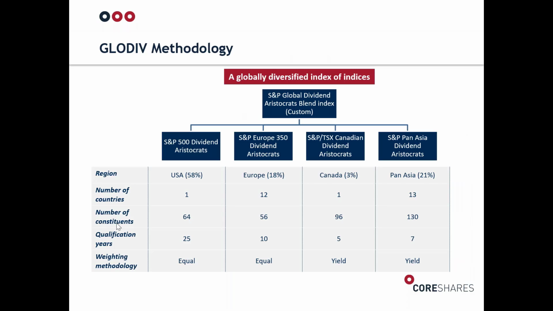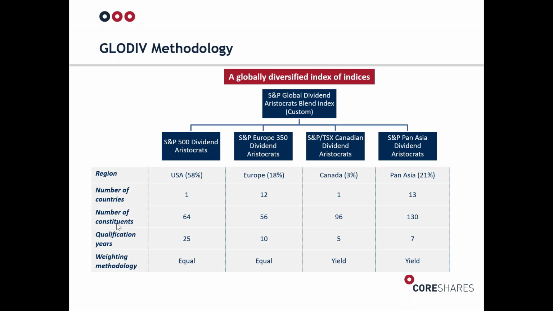And how it all hangs together is basically it's an index of indices. So this global product invests, in terms of how we come up with the shares that are in it, 58% of them are from the US. In the US, they have a 25-year qualification for the strategy. So a US company that's included in this benchmark has to have been paying stable or growing dividends for 25 years, which is really impressive.